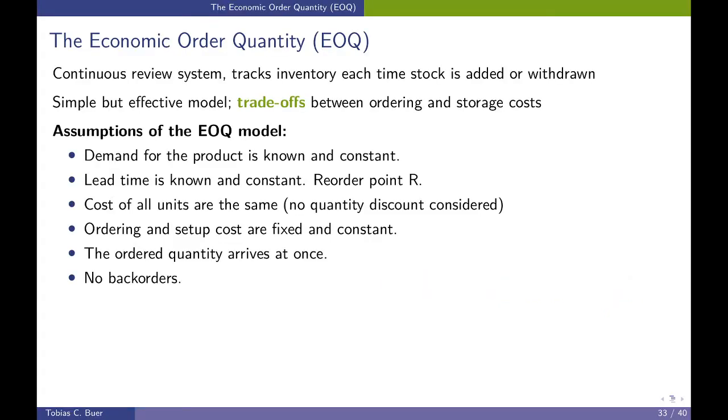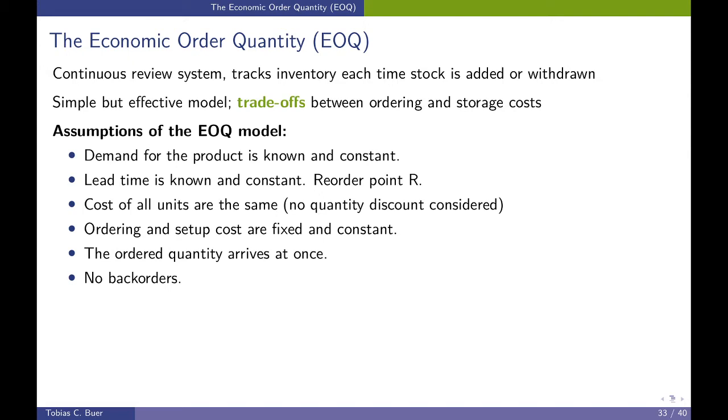Economic order quantity, EOQ. This is a simple model that minimizes the total inventory costs over 1 year by calculating an optimal order quantity. The economic order quantity is particularly useful when we are applying a continuous review system.